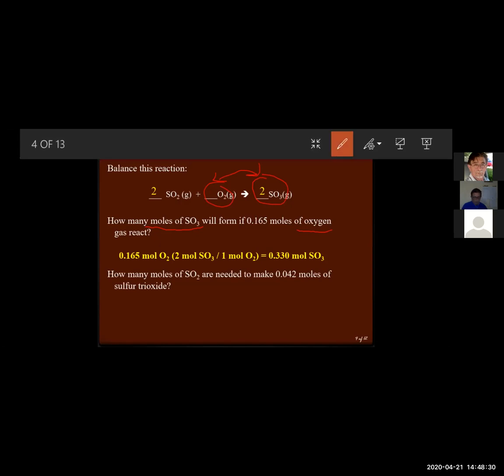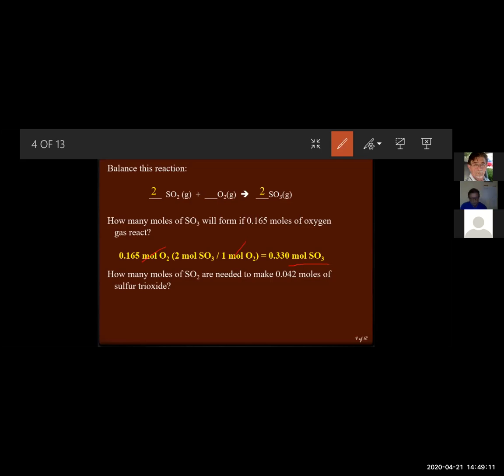Okay, we write down what we're given from the problem, 0.165 moles of oxygen. This comes from the balanced chemical reaction. It's a 2-to-1 ratio. Notice that our oxygens cancel out unit-wise, leaving us with moles of sulfur dioxide. Therefore, let me erase that because it's getting a little messy. Therefore, our units that we are left with are moles of sulfur trioxide. Now you simply do the math, okay? 0.165 times 2, you get 0.332, okay?